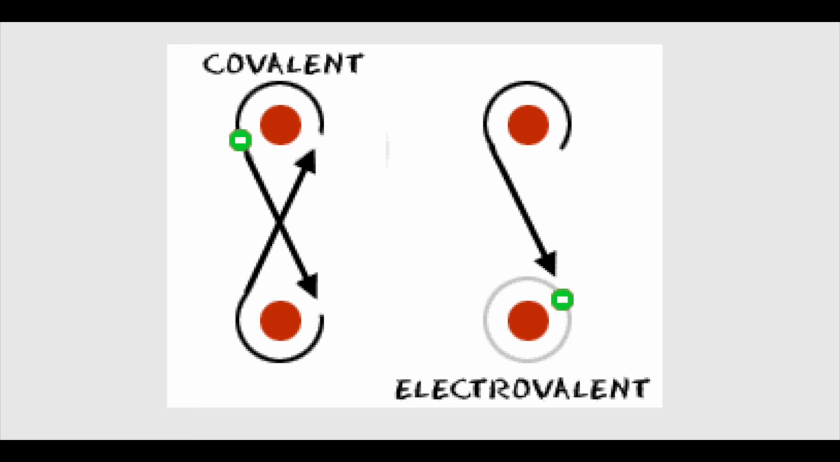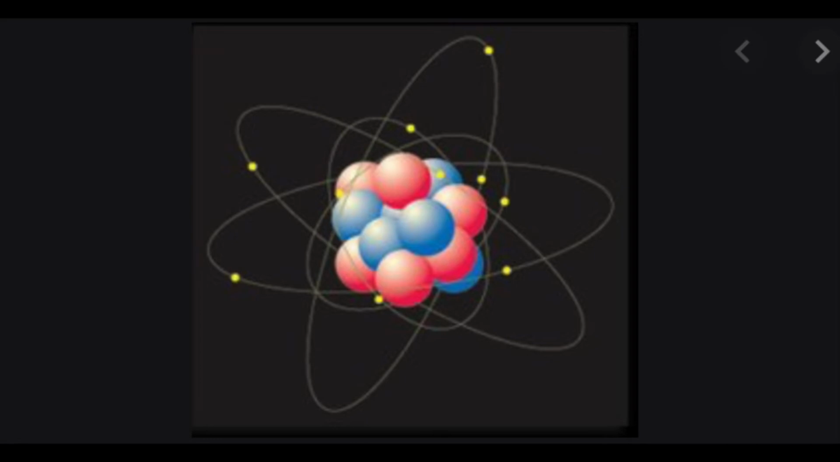The second type of bonding is called covalent bonding, where electrons are actually shared between two or more atoms in a cloud. Both types of bonds have specific advantages and weaknesses.